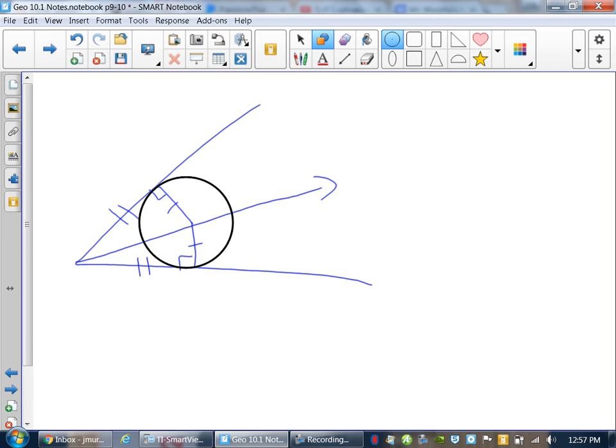All right. So what happens here is that you can get what are called external tangents. Any point that's on the outside of a circle and it touches the circle at one spot will always create some sort of right triangle within the circle. Here's what I mean by that. So we did this one.